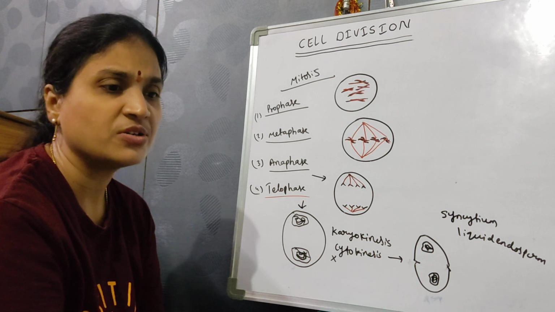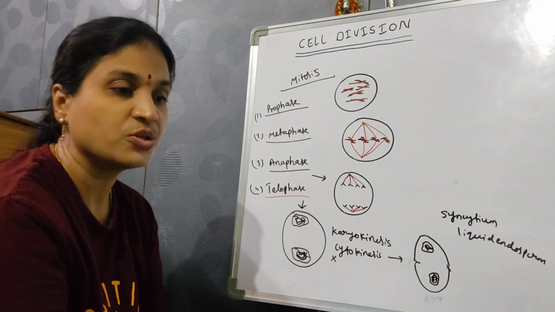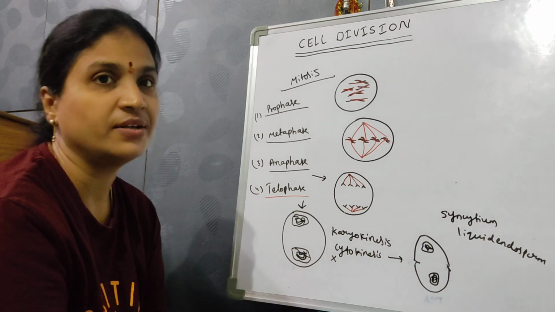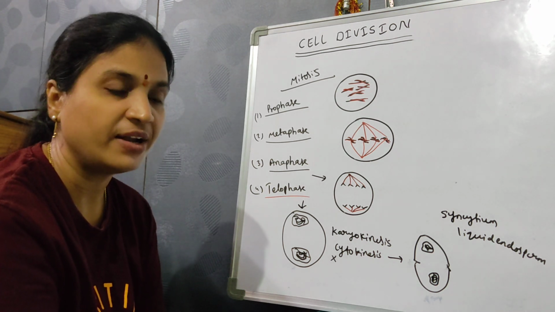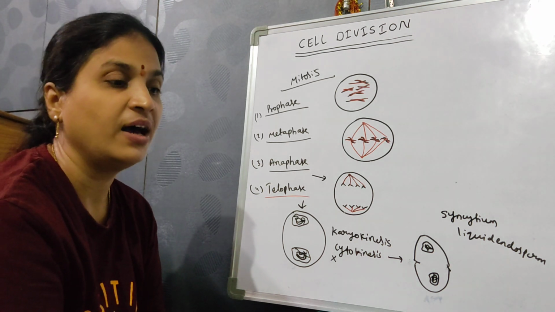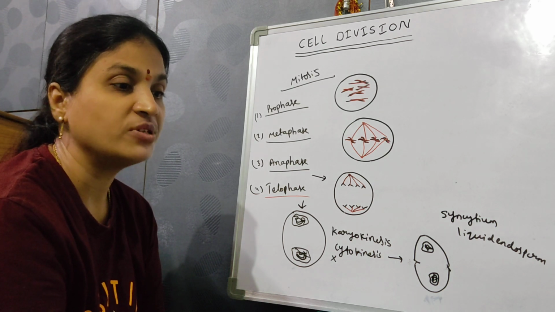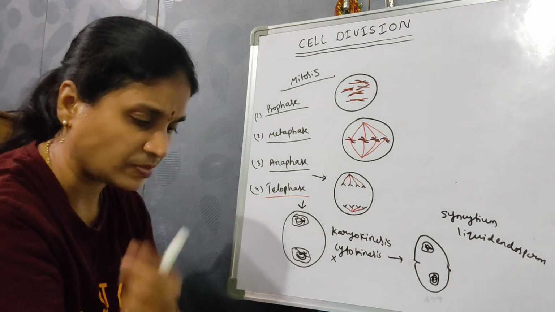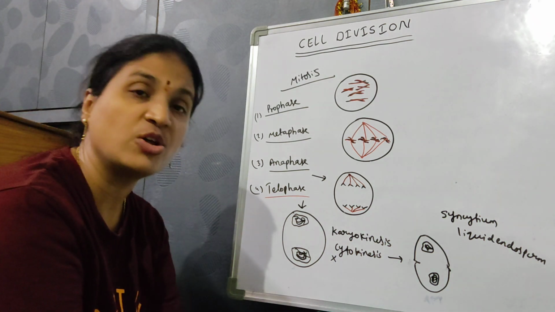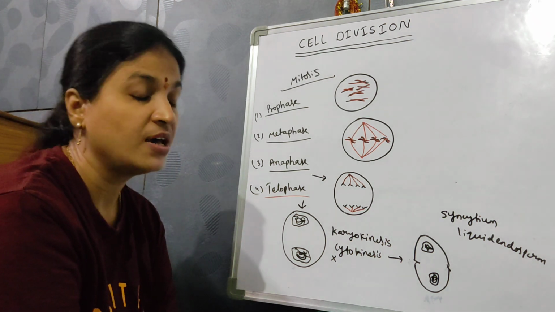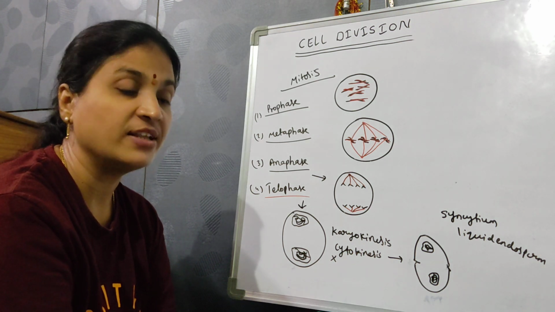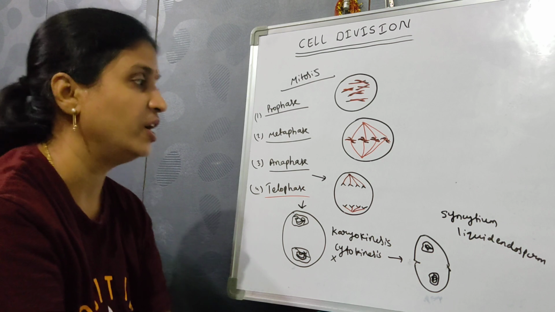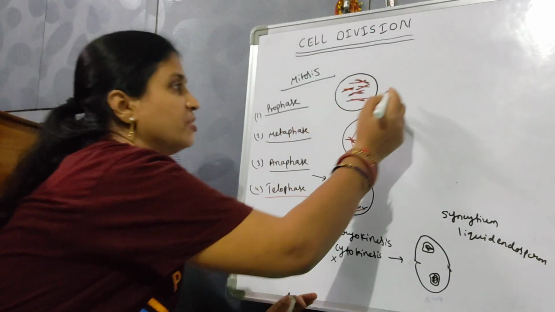cell repair. Suppose any damage occurs to the cell, that particular cell is going to undergo division, it is going to get repaired, and new cells are going to form. For cell repair, it is important. And also in multicellular organisms, for growth purposes, mitosis plays an important role, and mitosis is also important for the nucleocytoplasmic ratio.